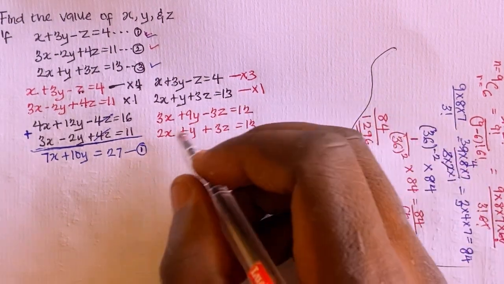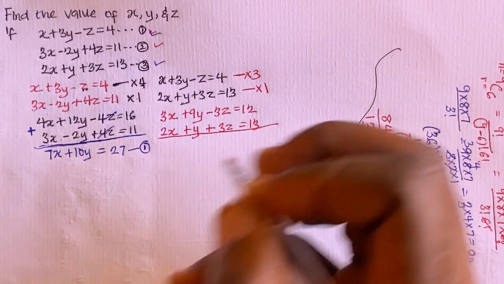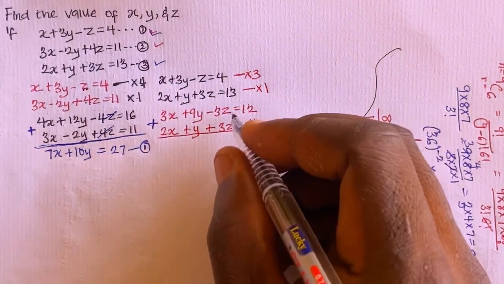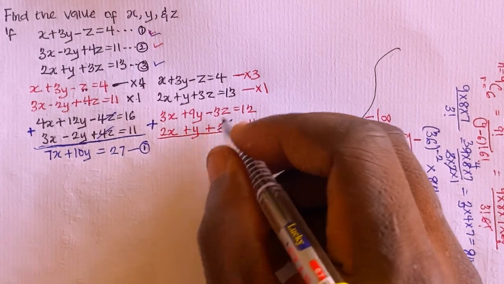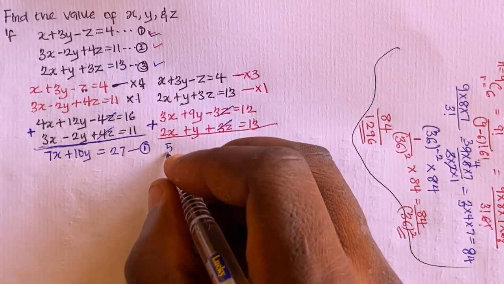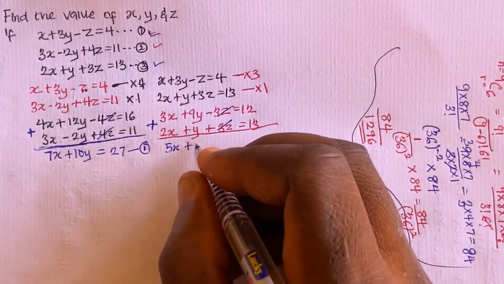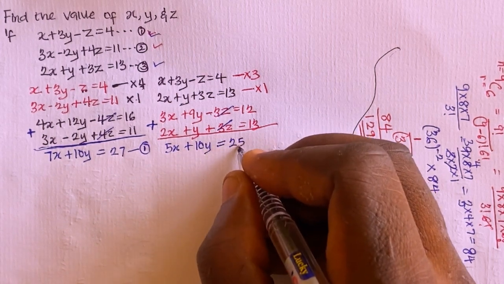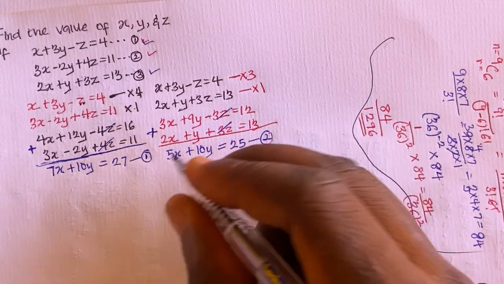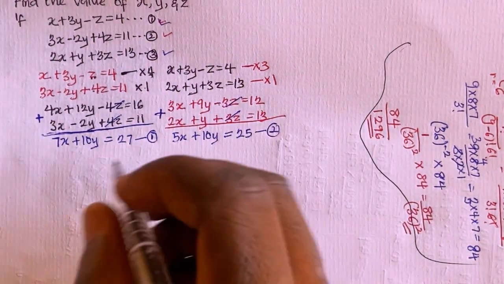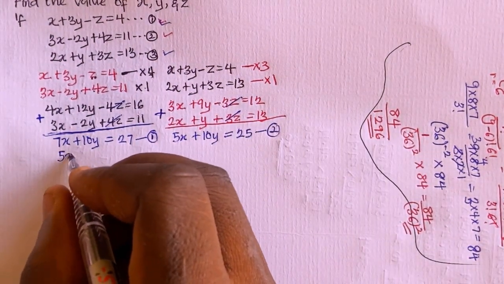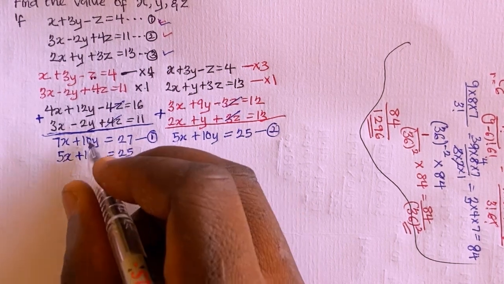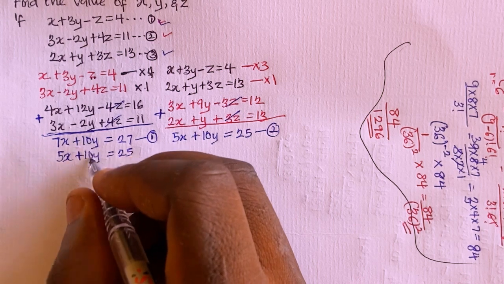Then I'm going to eliminate by adding both of them together. Since this is plus and this is minus, the z terms cancel out. Then I have 5x plus 10y equals 25. I call this equation 2. So these two equations I'm going to join together now: 5x plus 10y equals 25, and 7x plus 10y equals 27. The coefficient of y here is the same.